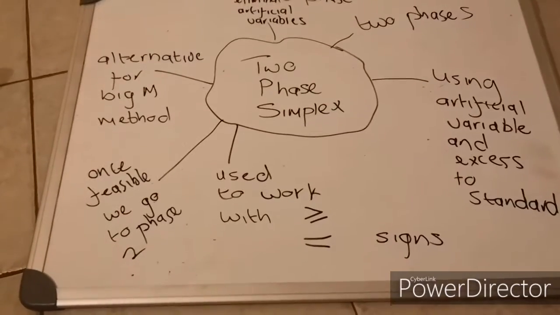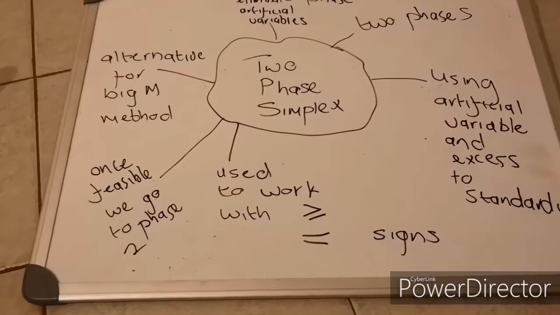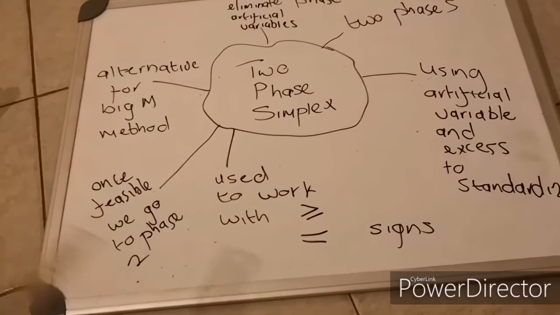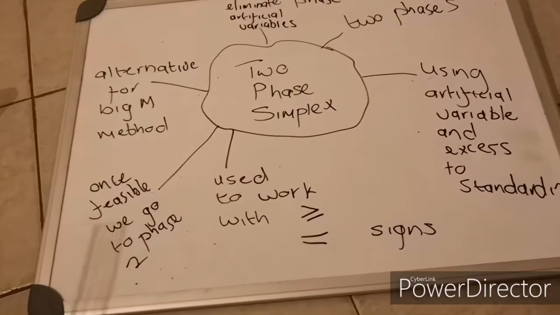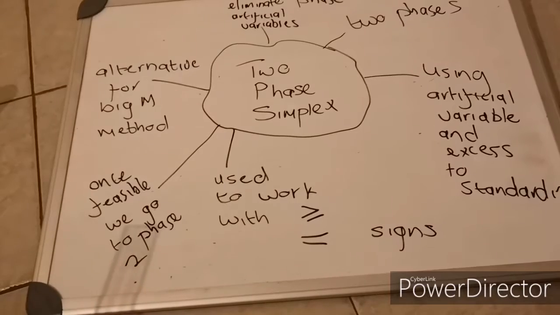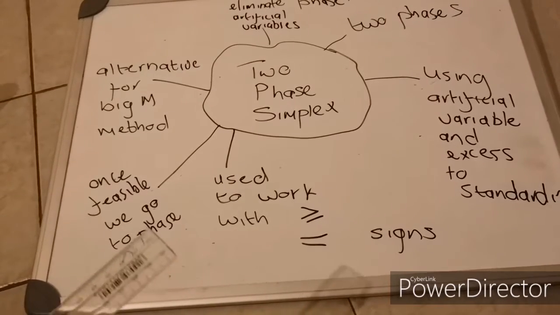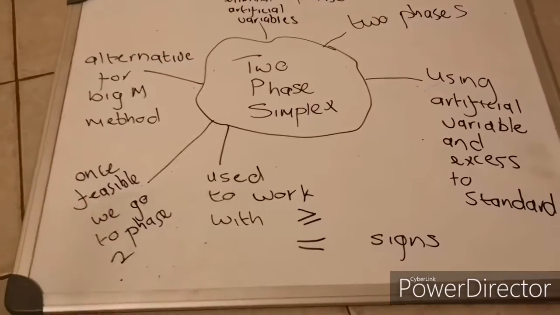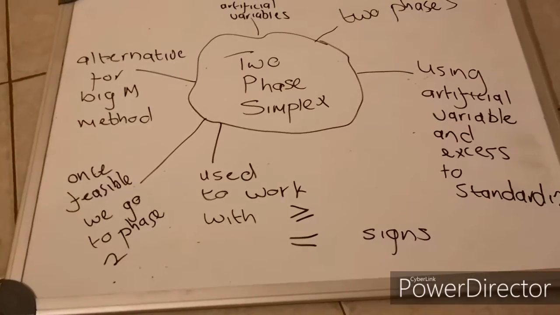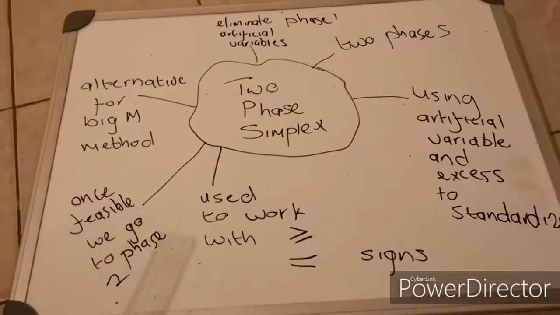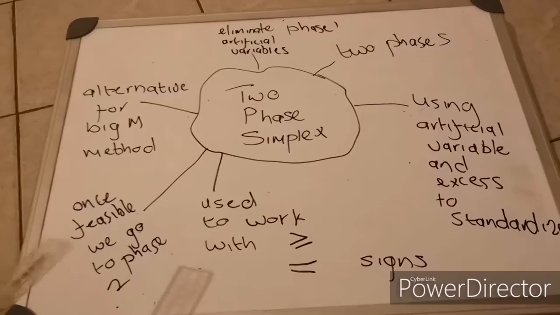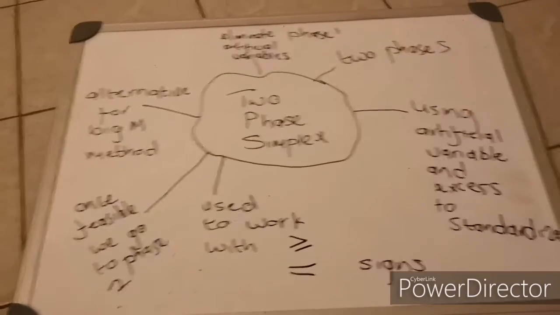Once your first phase has become feasible, then you work the math as if you are doing a normal simplex algorithm. And really that's about it. Let's try an example and see if we can't further explain.